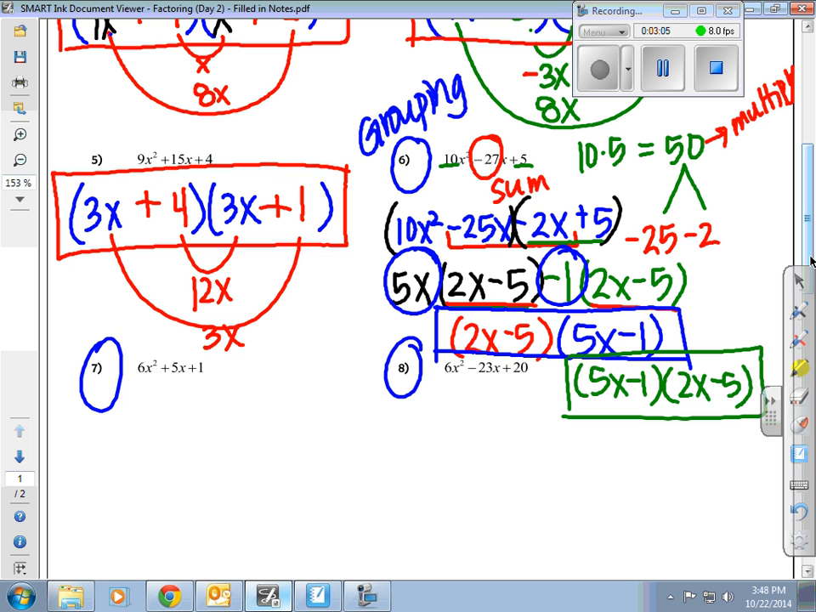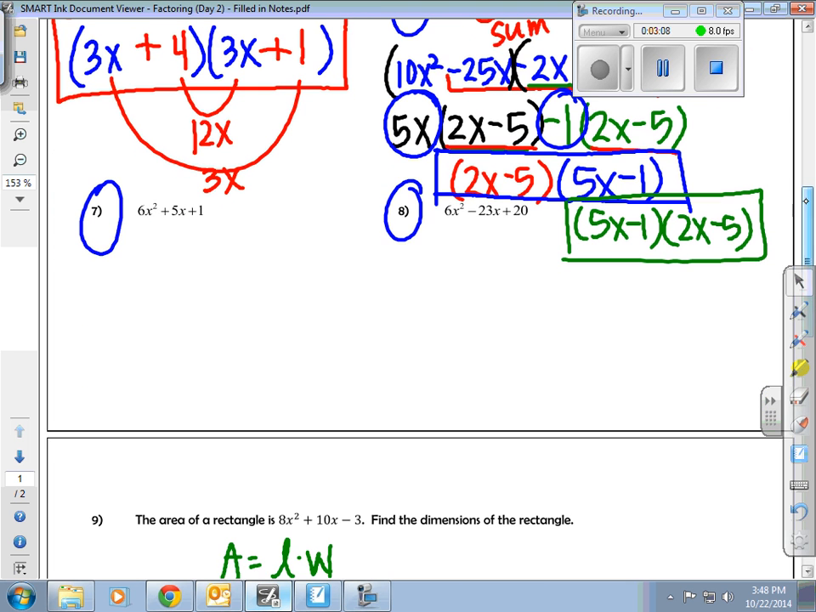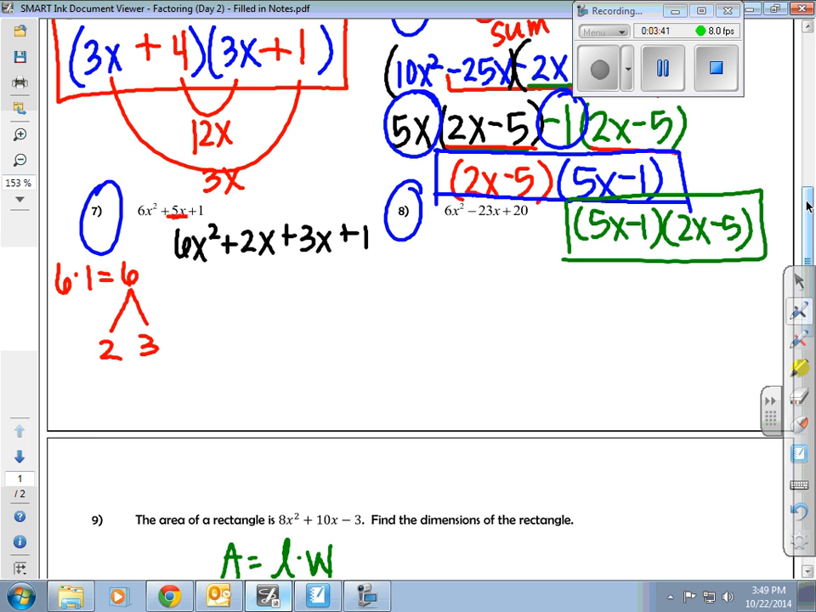Okay, let's go ahead and do 7 using the grouping method. I would take 6 times 1. 6 times 1 will give me 6. Now I think of my factors of 6 that will add to 5. What adds to 5 but multiplies to 6? I need positive numbers, so 2 and 3. Now I rewrite 5x. I will have 6x squared plus 2x plus 3x plus 1. Once again, notice they came from here. 2x plus 3x will add back to 5x if I combine my like terms.